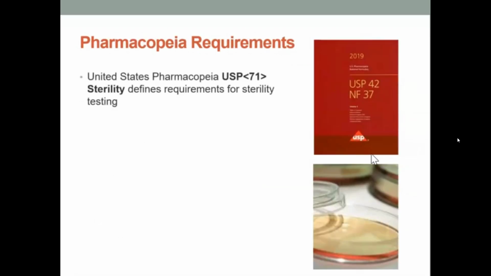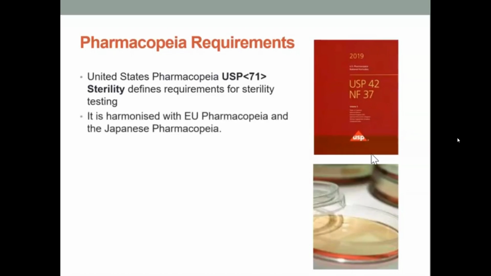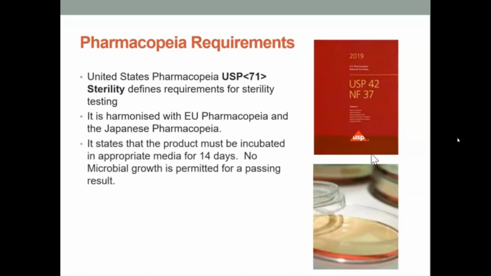Pharmacopoeia requirements. The United States Pharmacopoeia, the USP 71 on sterility, defines requirements for sterility testing. It is harmonized with the EU Pharmacopoeia and the Japanese Pharmacopoeia. This means that the requirements are the same in all three. It states that the product must be incubated in an appropriate media for 14 days. No microbial growth is permitted in order for the results to be passing.